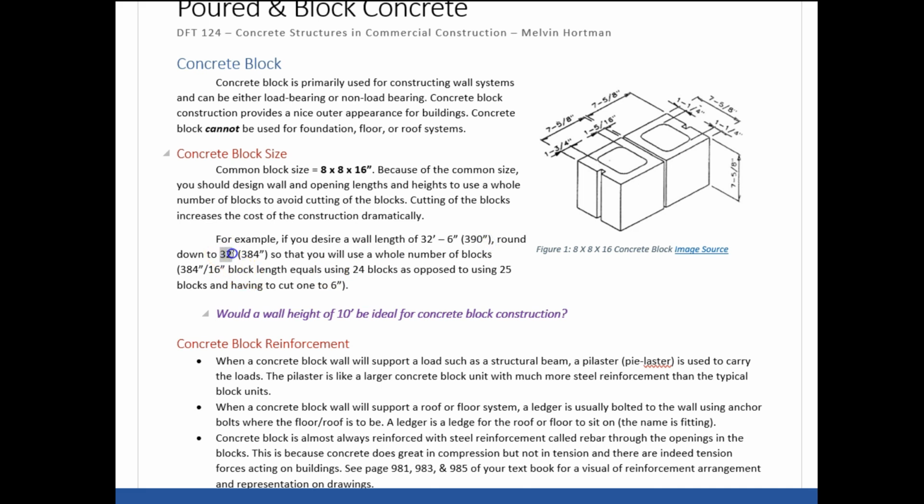So I would want to round it down to 32 feet or 384 inches so that I could do 384 divided by 16. That's going to give me an even number of 24. So I know the length of my wall is going to be 24 blocks long. By having an even number, it allows me to not have to cut a block unit, because that will drastically increase the amount of construction time and therefore the amount of money. One big advantage of block concrete construction is that it's cheap if the building is designed right.